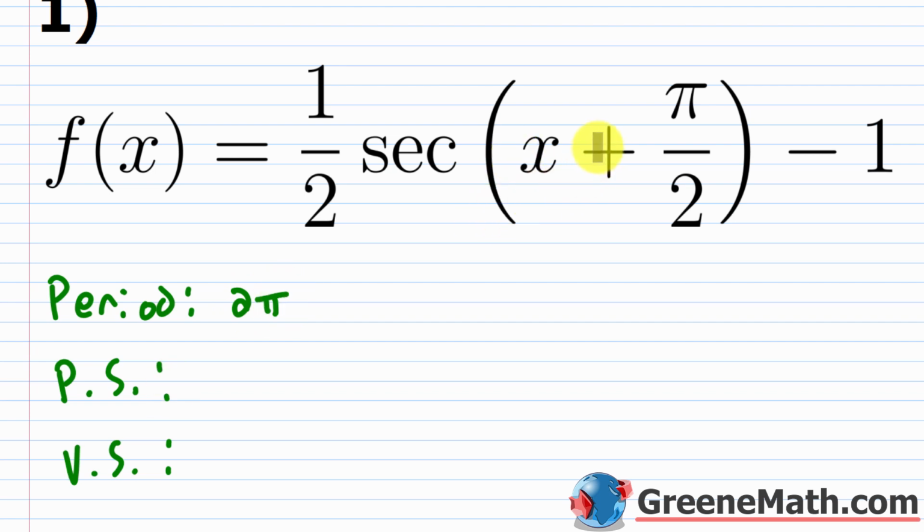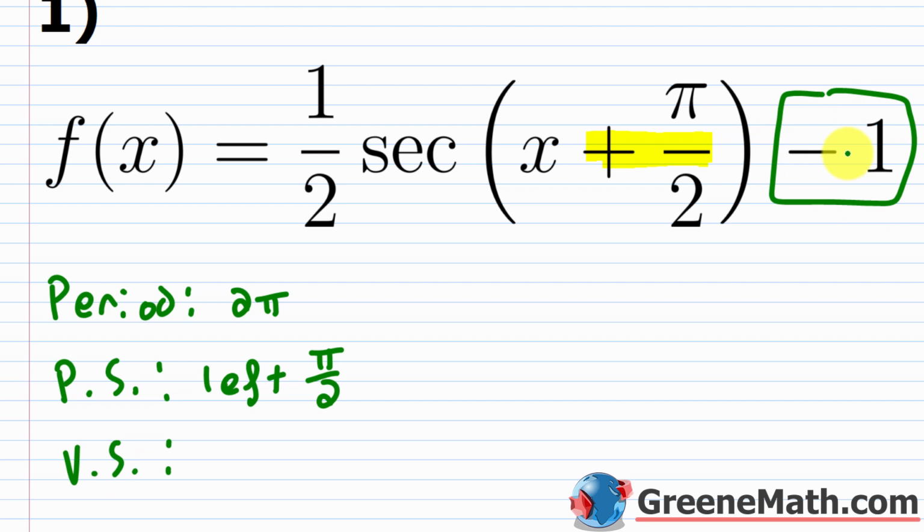Then for the phase shift, you're going to go inside the parentheses, and you're going to say, how can I undo what's being done to x? Well, you have this plus pi over 2 here, so that means you're going to the left pi over 2, because I need to subtract away pi over 2 to undo what's being done to x. Then for the vertical shift, you have this minus 1 that's outside here. So I'm just going to say that we're going to go down by 1.